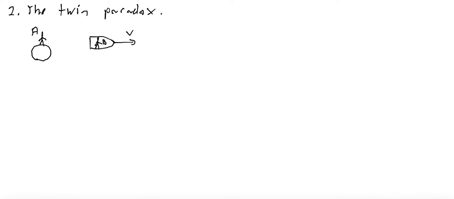Fast means a significant percent of the speed of light, to calculate a significant factor to check differences between the ages of A and B. Let's imagine that both are 20 when Bob starts a long journey. Is that clear? Okay, so what happens?